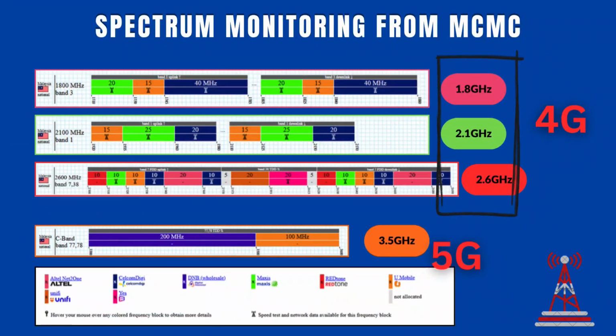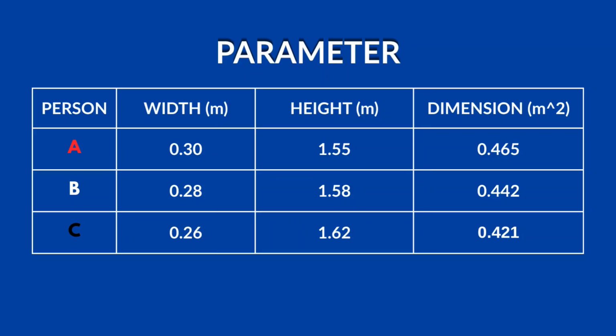4 frequencies were selected for this research: 1.8 GHz, 2.1 GHz, 2.6 GHz, and 3.5 GHz, as mapped from the MCMC spectrum allocations. The 1.8, 2.1, and 2.6 GHz frequencies represent our 4G LTE communication signals, while the 3.5 GHz frequency represents our 5G signal. Together, these 4G and 5G signals serve as the ambient radar sources for target detection.